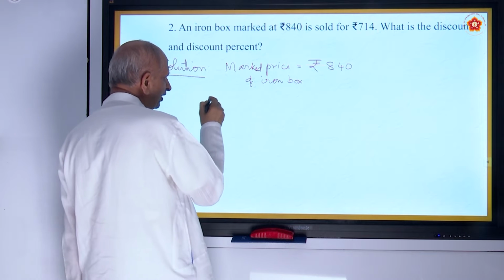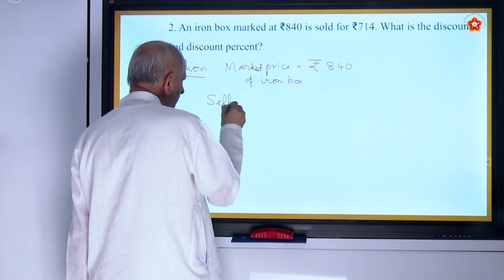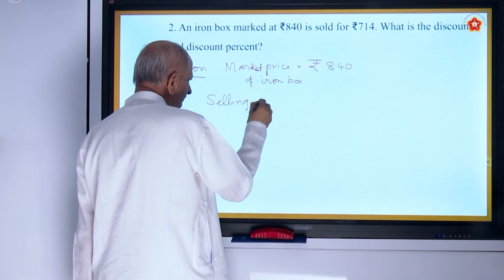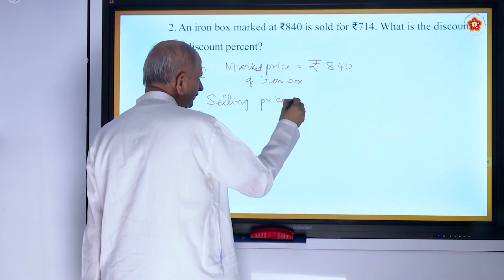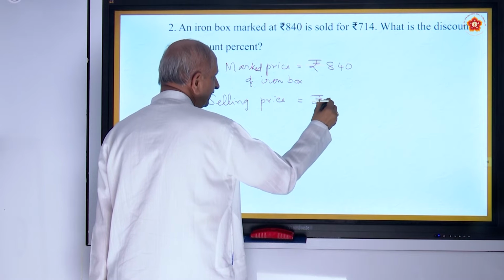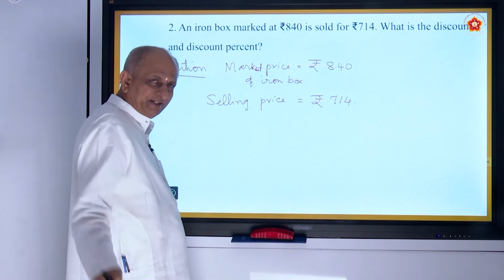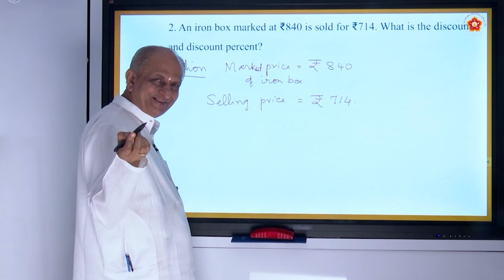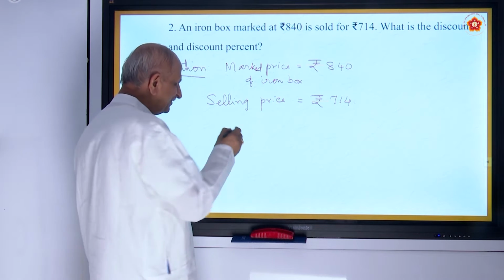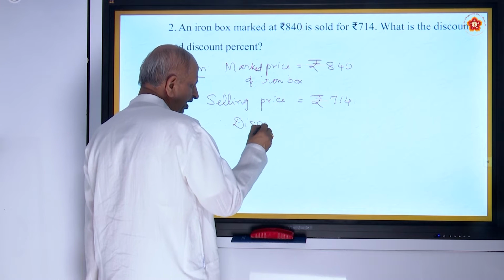This iron box is sold, you can say the selling price of the iron box is rupees 714. So whether it increased or decreased? Decreased, correct? So what do you call it? We call it discount.